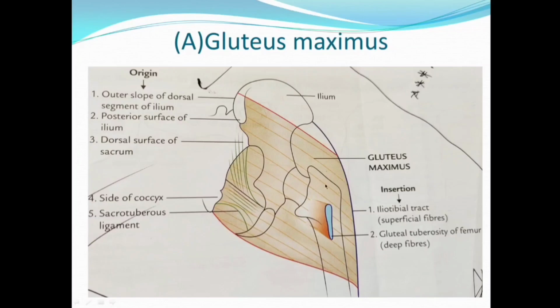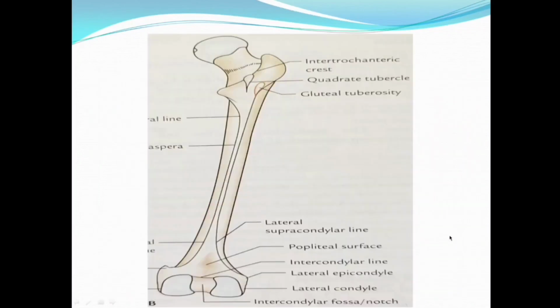Next, if we come to its insertion, it gets inserted into the iliotibial tract and the gluteal tuberosity of the femur. The deep fascia of the thigh is called the fascia lata, and on the lateral aspect of the thigh this fascia lata is thickened to form a band. This is called the iliotibial tract. So the gluteus maximus inserts into this and the gluteal tuberosity of the femur. This is the posterior view of the femur. Here is the gluteal tuberosity, and here comes and inserts the gluteus maximus.